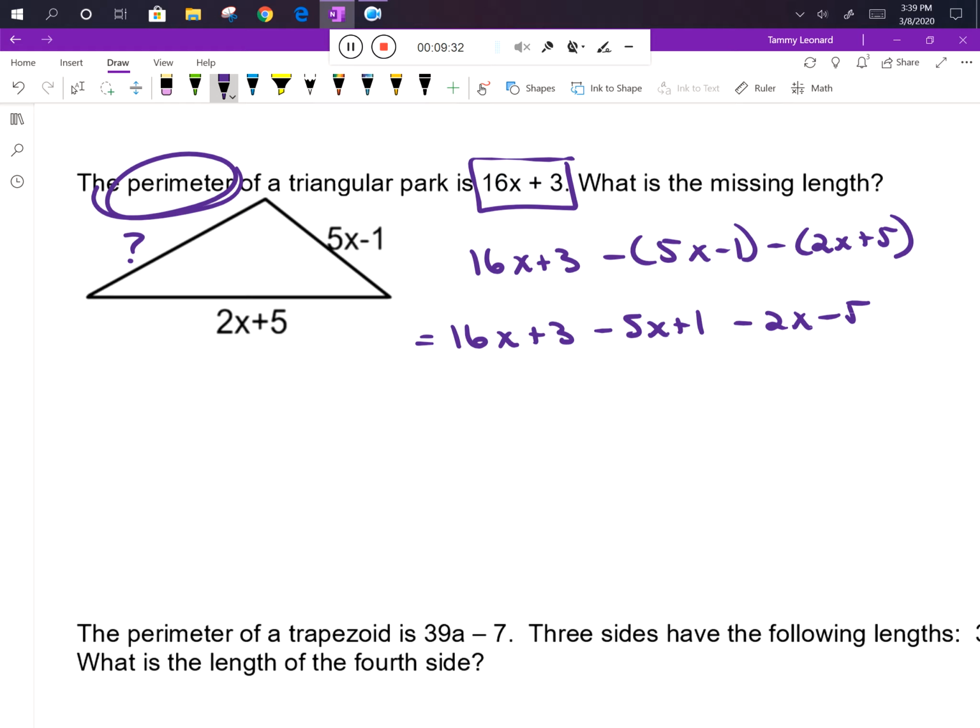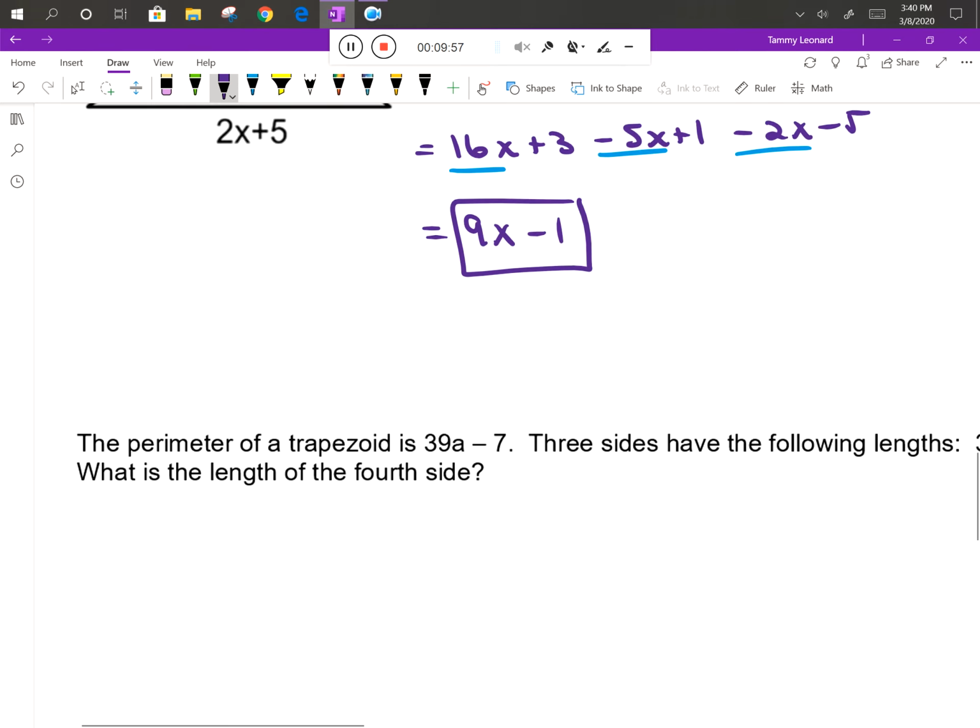And then we can combine our like terms. We have 16x minus 5x is 11x, minus 2 more x's is 9x. And then a positive 3 plus 1 is 4, minus 5 is negative 1. So the length of that missing side is 9x minus 1. That might not be a very satisfying answer, but that is what they're looking for. This is all being described in terms of algebra.